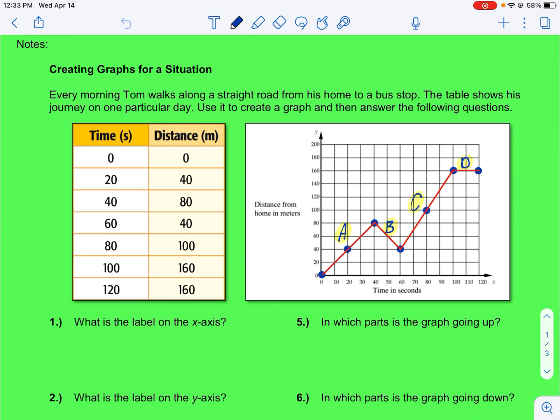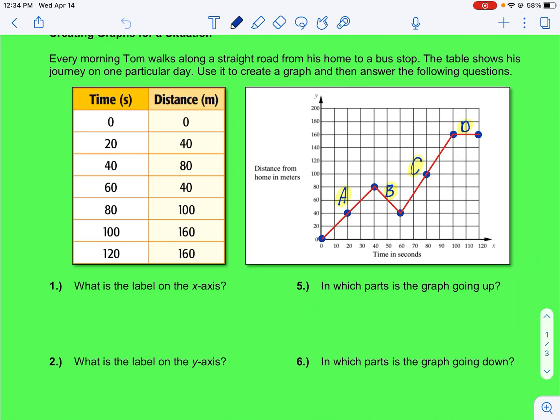So our first little situation here walks through different parts of a graph to make sure that we understand what the graph is telling us. It says, every morning Tom walks along a straight road from his home to a bus stop. The table shows his journey on one particular day. Use it to create a graph and then answer the following questions. Now I already took my time and distance, which is my table, and I already put that onto my graph.